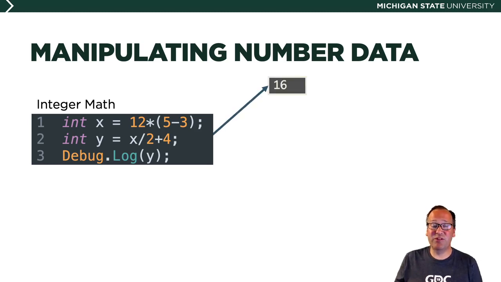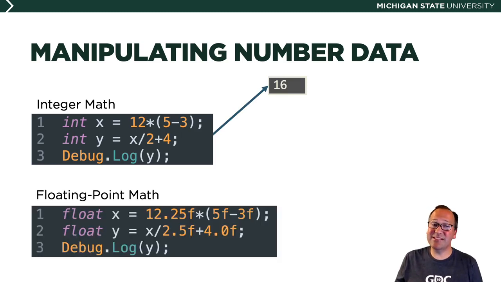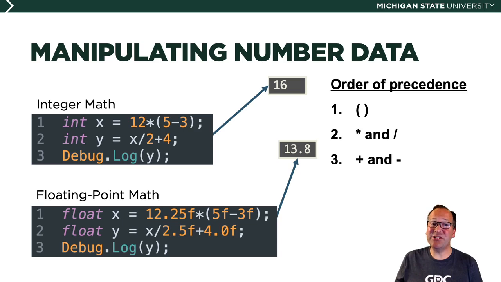This example would result in 16 being outputted to the console window. Here is a similar example of floating point math. This would result in 13.8 being outputted to the console window. Note that C# follows the standard order of precedence we all learned in math class, where the innermost parentheses are calculated first, then multiplication and division, and then addition and subtraction within the current level of parentheses.